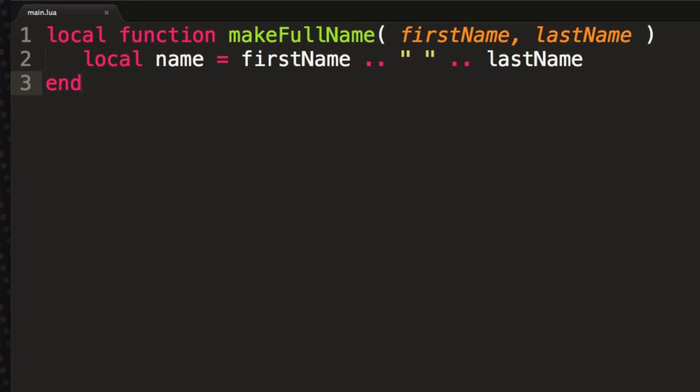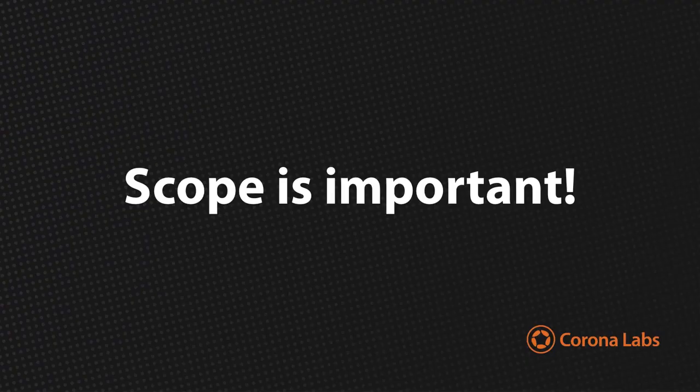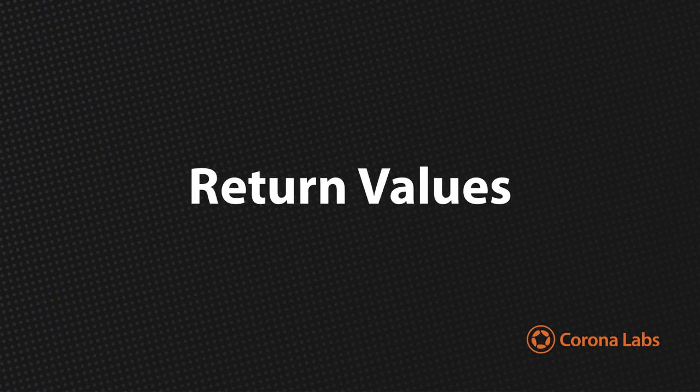Using these parameters, the function then creates the name variable. Notice that this variable has been declared as a local variable, meaning it only exists within this function. Outside of the function, you cannot access that variable because it only resides within the scope of the function. If you missed the scope video lesson, be sure to watch it, as scope is an important aspect of all programming languages. To make the function useful, it needs to return the full name.